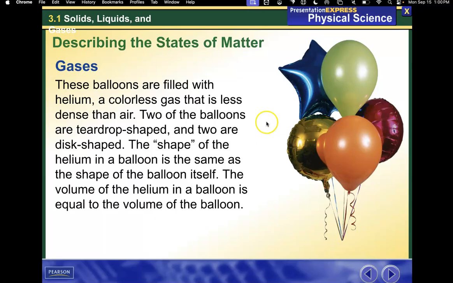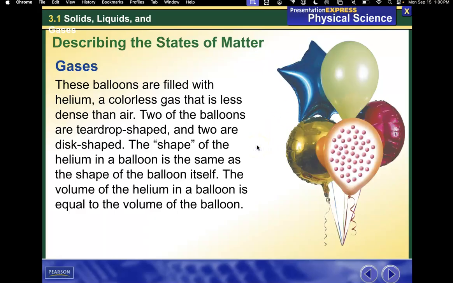These balloons are filled with helium, a colorless gas that is less dense than air. 2 of the balloons are teardrop shaped and 2 are disc shaped. The shape of the helium in the balloon is the same as the shape of the balloon itself. The volume of the helium in the balloon is equal to the volume of the balloon.